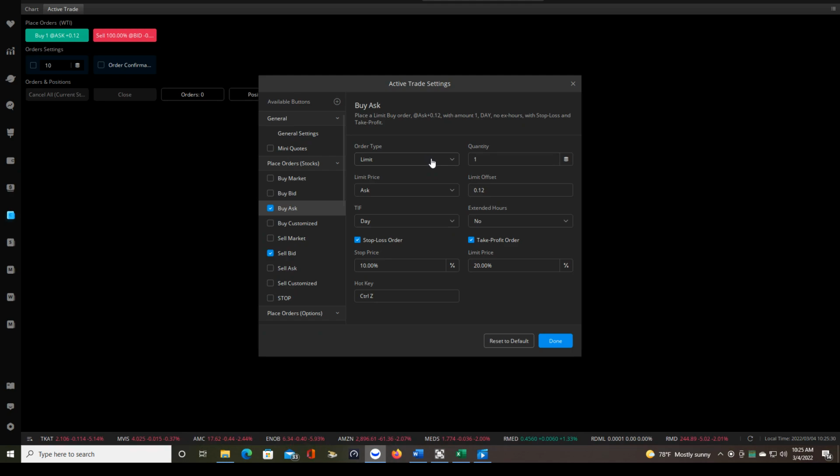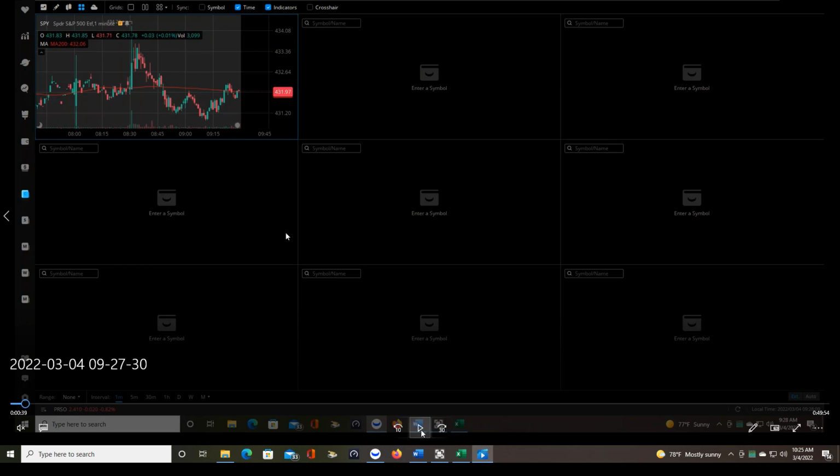These are the order types, limit. We're set to buy the ask. This is our limit offset and time in force, day, extended hours no. And this is really the key to this trading system, the stop loss and take profit order. And this is the hotkey that I use to apply the trade, or to enter the trade. So let's take a look at the video now, and I'll show you what happened and how I resolved the issue that I caused myself.